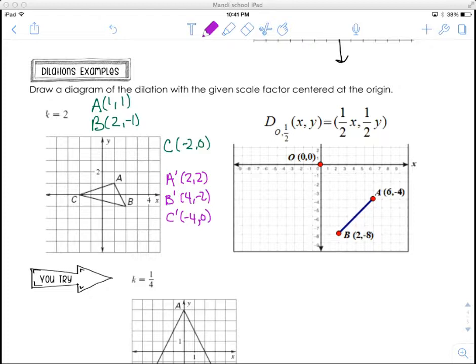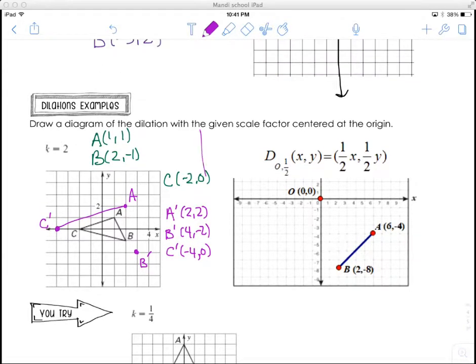So 2, 2, 4, negative 2, and negative 4, 0. If you draw that in, it should look exactly like the original, just bigger. And it's gotten bigger by a factor of 2 from the point of origin.